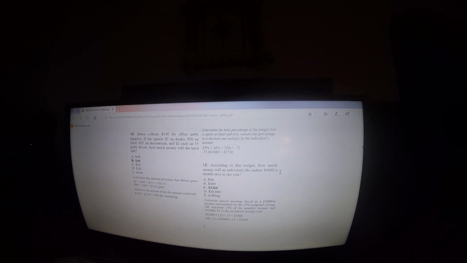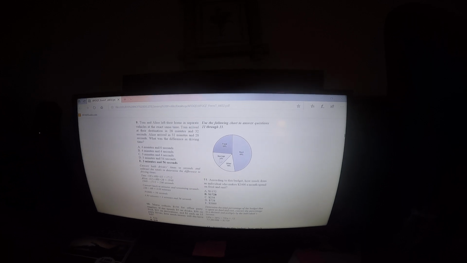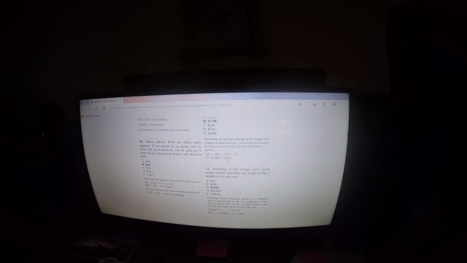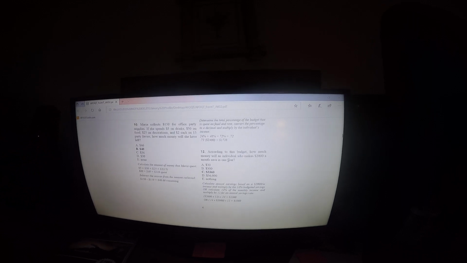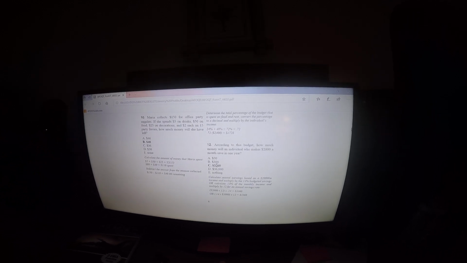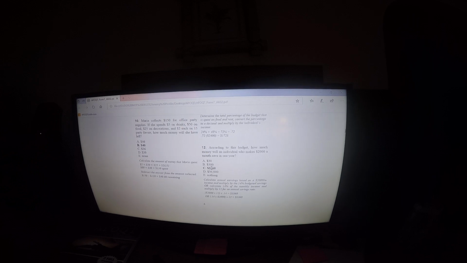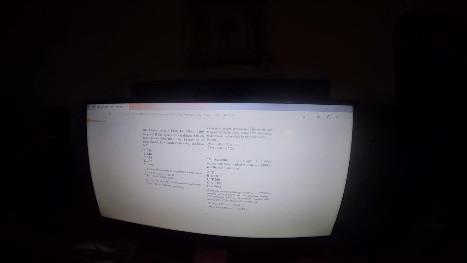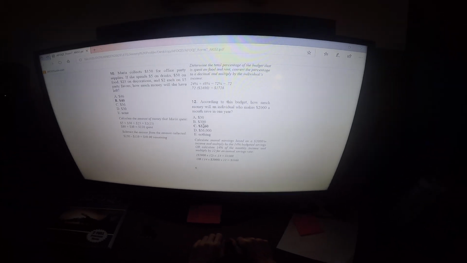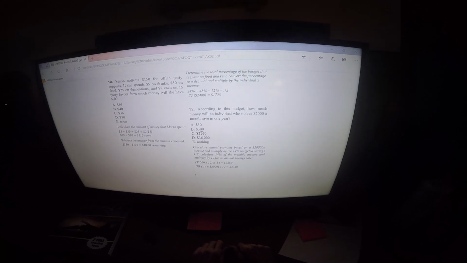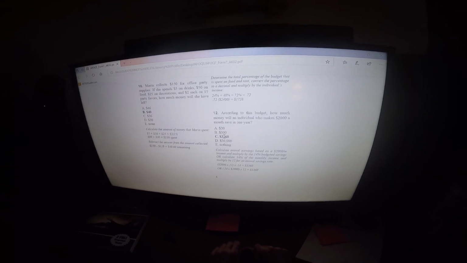According to this budget, how much money will an individual who makes $2,000 a month save in 1 year? All right, $2,000, save in 1 year. Savings, 14% of $2,000. $3,360. Calculate annual earnings based on a $2,000 a month income and multiply by the 14% budgeted savings, or calculate 14% of the monthly income and multiply by 12 for an annual savings.